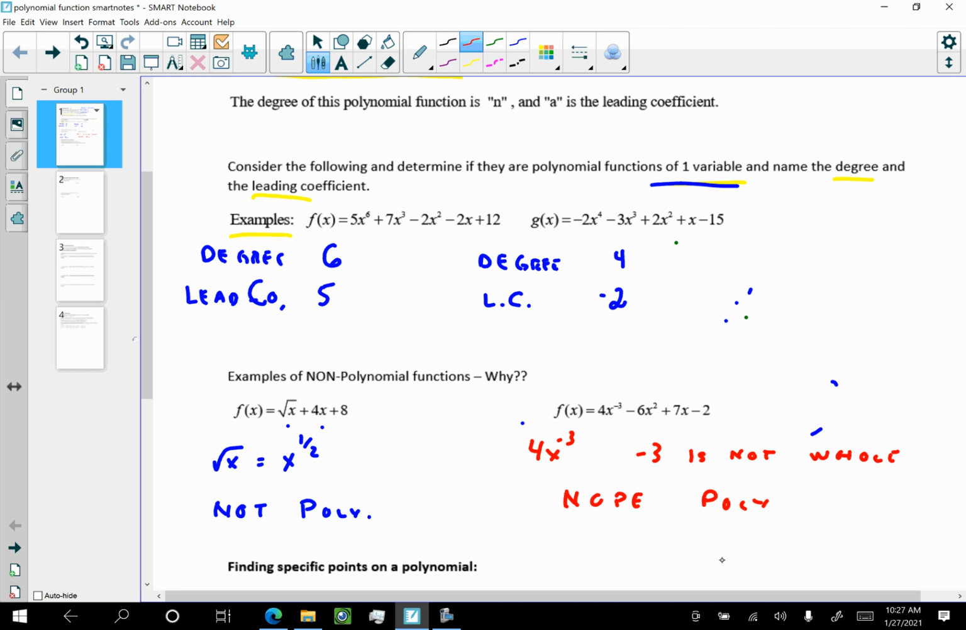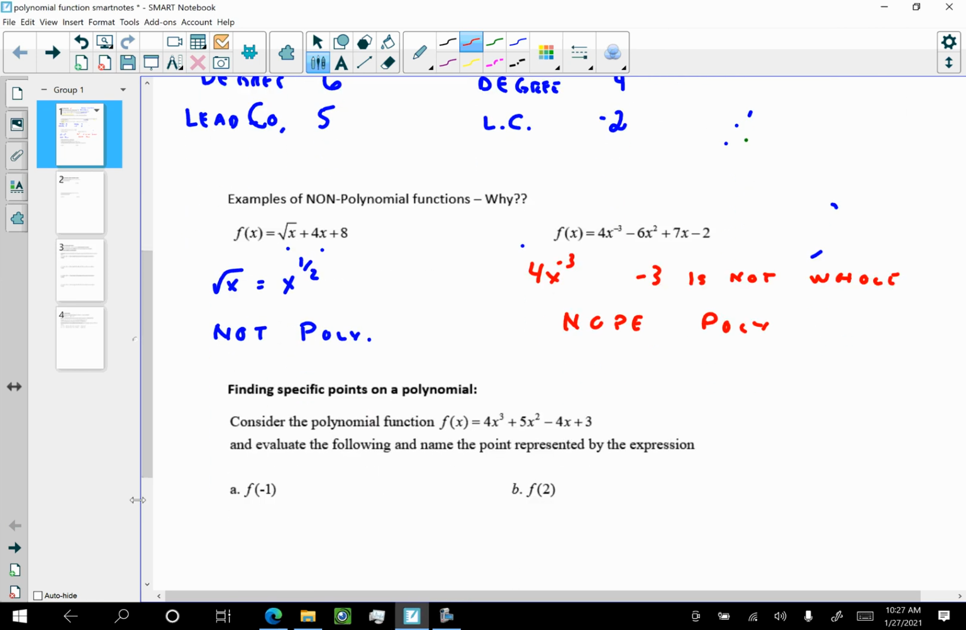So what we're going to do now that we know what a polynomial function is, we are going to evaluate, find some specific points on a polynomial given the input. And we know what a function is, an input and output. The input here is going to be x because we only have one input. The output is going to be a y, which is also going to be a particular function value at a specific x.